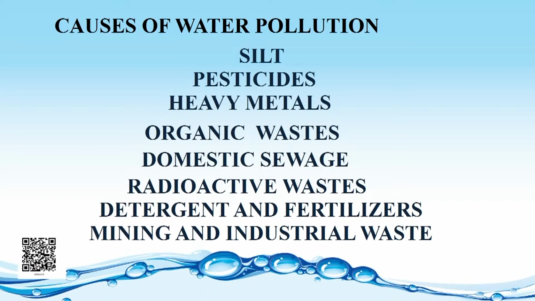So we can divide water pollution into types: it may be surface water pollution, underground water pollution or marine water pollution. Whether it is, our water bodies get polluted. So let us list some various causes of water pollution. It may be silt, pesticides, heavy metals, organic pollution. There may be many more you can also think about.